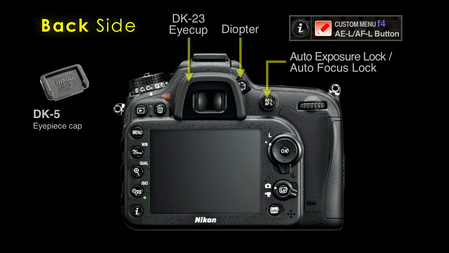Now, one of the nice things about this button is that you can go in and program it, either by going into the custom menu, or you can get to that through a shortcut in the I button. You can customize the AEL-AFL button, and there are about 5 different options that you can program it to. One of the modes that a lot of professionals and serious photographers like to use is to turn off the AEL-AFL, because they're using manual mode, and if you shoot manual, the auto focus, auto exposure lock doesn't really matter that much.